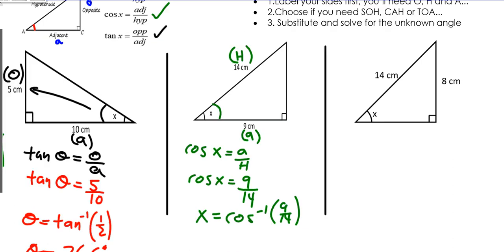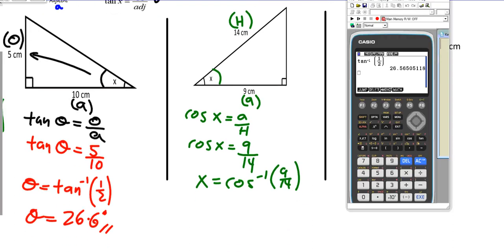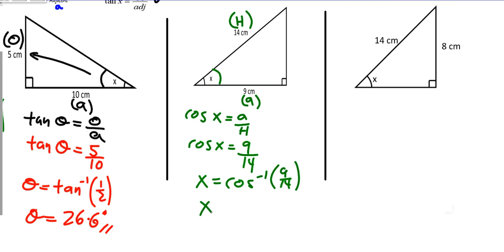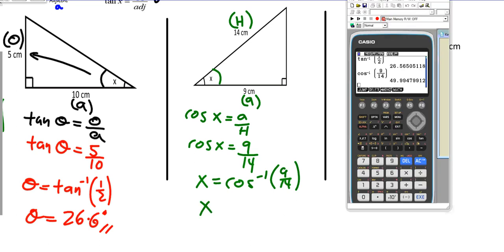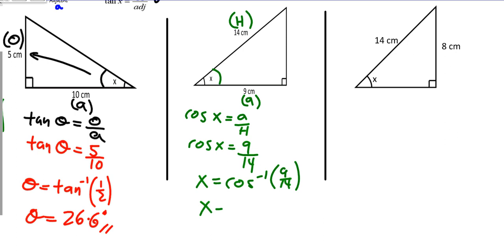And we can use our calculators. Shift cos of 9 over 14, close brackets, execute, and we get an angle of 49.99. So that's going to be 49.99 degrees. So that would give us 50 degrees to one decimal place.